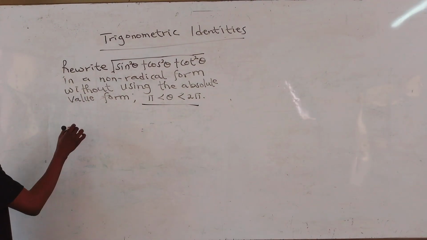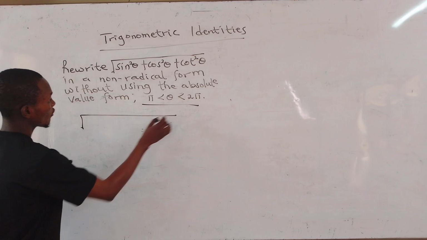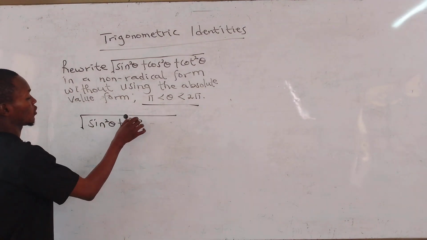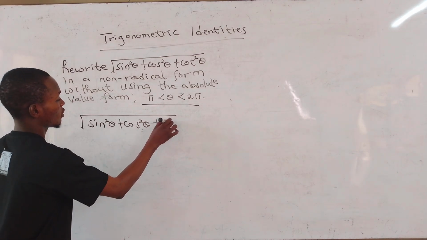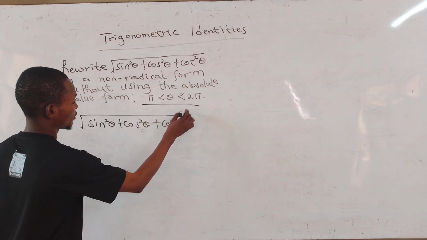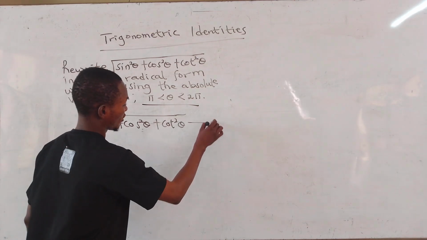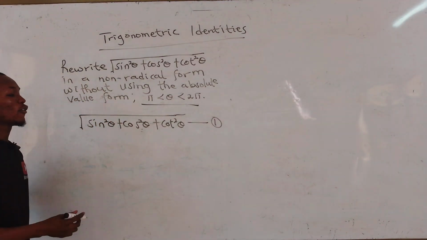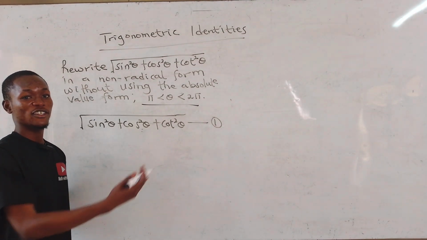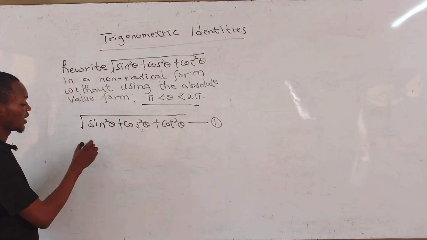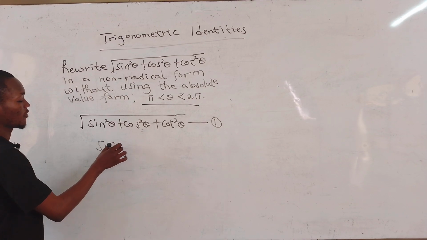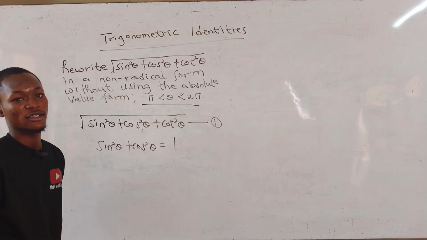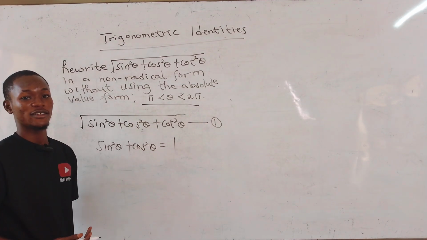Now, writing the question, we have the square root of sine squared theta plus cos squared theta plus cot squared theta. I'll name this as my first term. Now, from the Pythagorean identities that we just proved, we know that sine squared theta plus cos squared theta is equal to 1 from the Pythagorean identities.